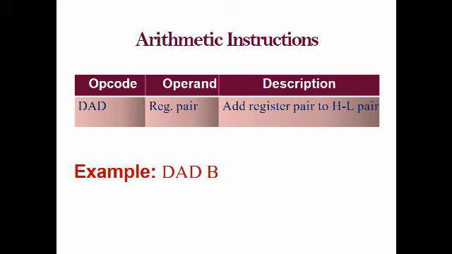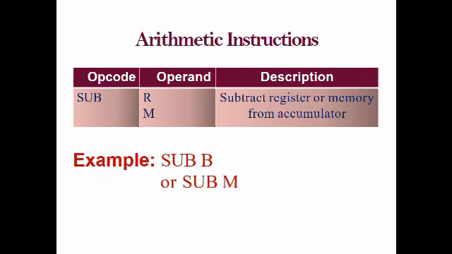Next instruction is DAD RP. So this register pair could be BC, DE or HL, and it will add the contents to HL. In this particular case, the HL register pair is acting as the accumulator. Whatever the register pair is, that register pair content will be added to the HL register pair, and the result will be stored in the HL register pair itself.